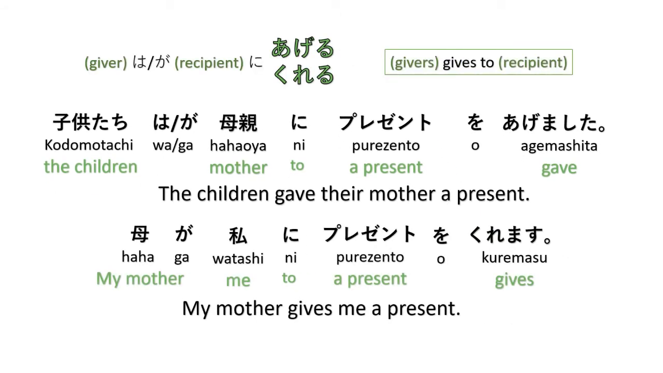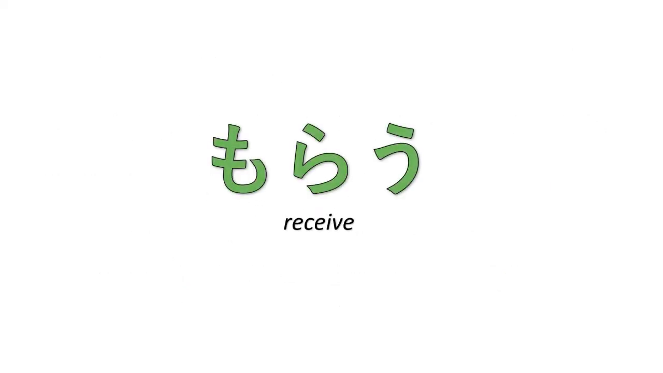So here we have the sentence construction pattern. The giver is followed by wa or ga, and the recipient is followed by ni, then ageru or kureru. In English, it means the giver gives to the recipient. In connection with this, we have the verb morau, to receive or to get something.